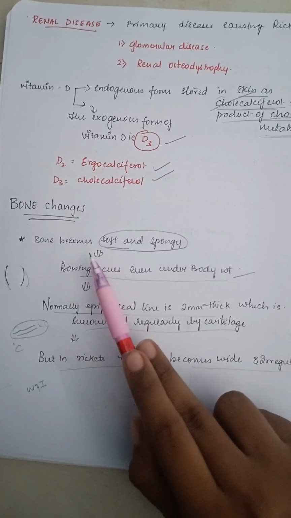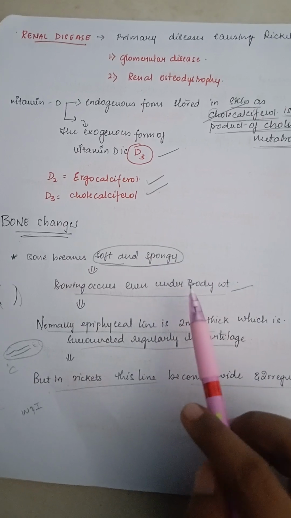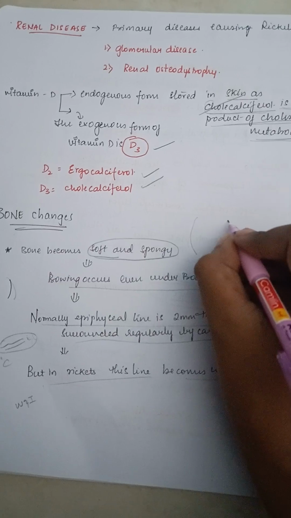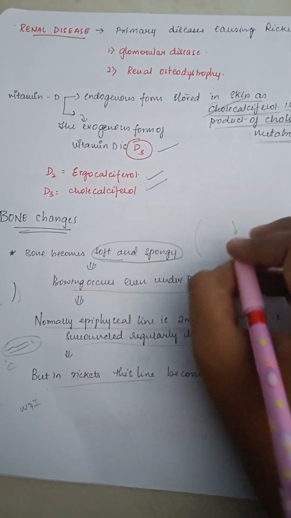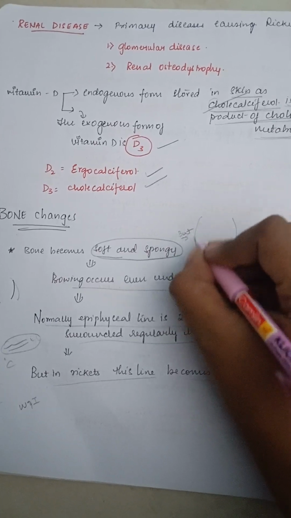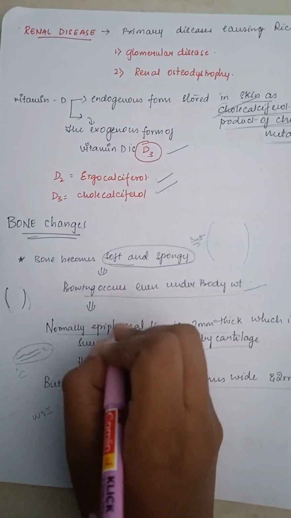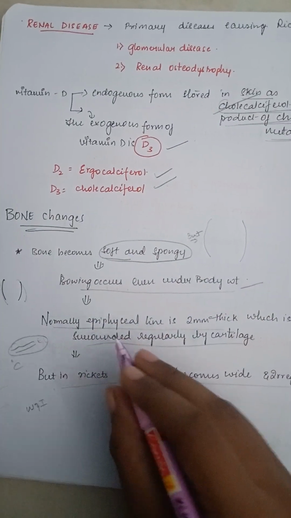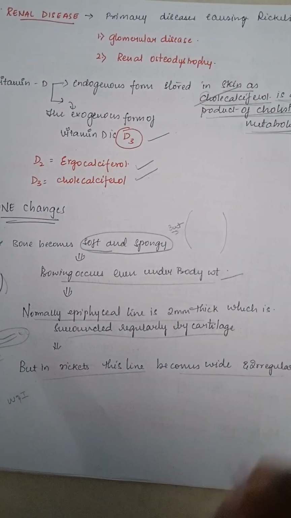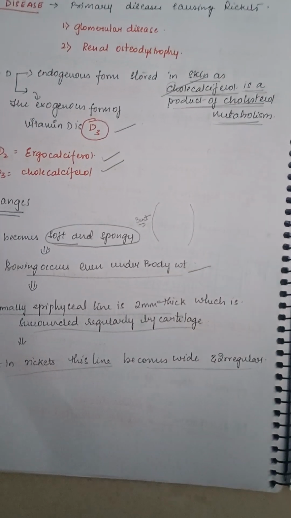In rickets, you can see that the bone becomes soft and spongy. Bowing occurs under body weight. You can observe that even under the body weight, the legs usually become bent. Remember the mnemonic BENT. So you will see bowing of legs even under body weight, and that is seen in rickets. Normally the epiphyseal line is 2 mm thick and is surrounded regularly by cartilage. But what happens in rickets is this line becomes wide and irregular.